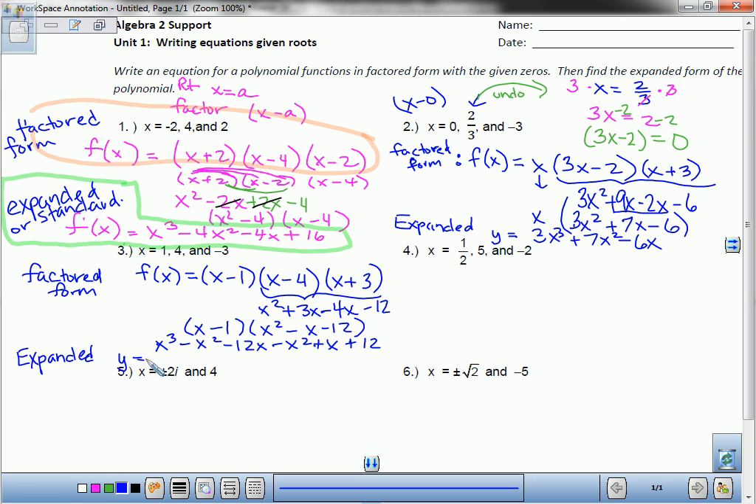Okay, it's going to be y equals, I've only got one cube. Then I've got a negative x squared, and a negative x squared makes negative 2x squared. Then I've got a negative 12x and a positive 1x. It makes it a negative 11x. And then a 12 at the end.